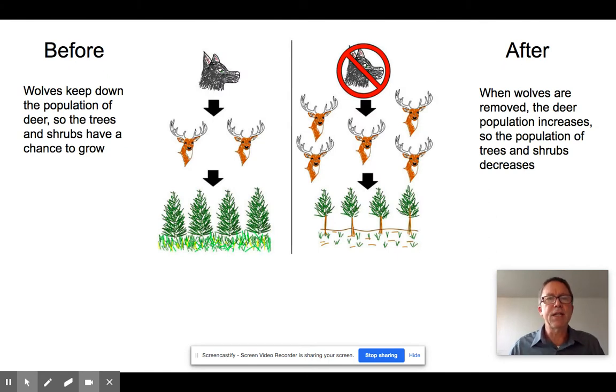So here's a classic example of how to look at it. Before, we have a wolf, it eats the deer, and the deer eat the trees. Unlike a food web diagram, the arrows here indicate the direction of effect, not the movement of energy, but who's putting an effect on whom. So if I remove the wolves, I get this trophic cascade, because suddenly there's more deer and elk. And if there's more deer and elk, then there's less of these trees.